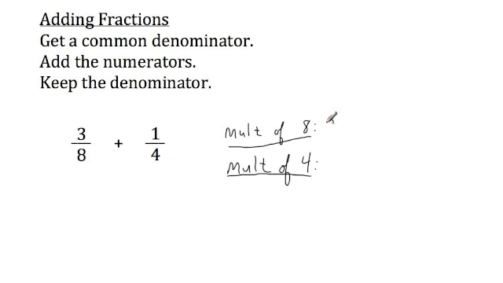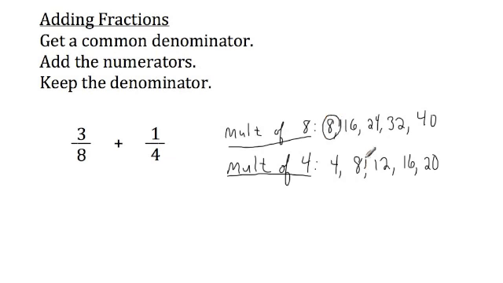Multiples of 8 include 8, 16, 24, 32, and 40. Multiples of 4 include 4, 8, 12, 16, and 20. Now I'm going to look for the least common multiple, and in this case I notice that the first multiple of 8 is on both lists. So the least common multiple of 4 and 8 is 8. This means that I'm going to make the denominator of each of the fractions 8.